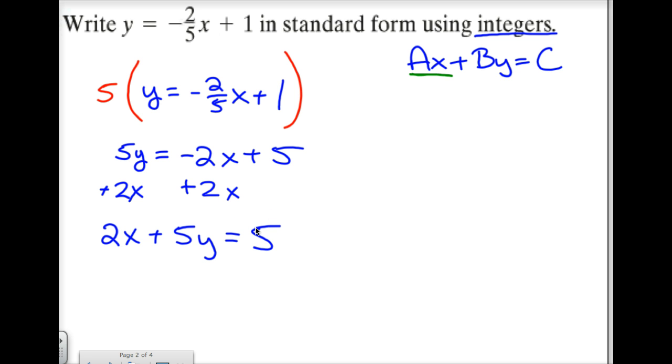I have a positive x value. The coefficients of x and y are whole numbers. And the constant, it's equal to another whole number. Now these are the same equations. They are just in different forms. The top one, y equals negative 2/5 x plus 1, was slope-intercept form. And I transformed it into 2x plus 5y equals 5, which is standard form.